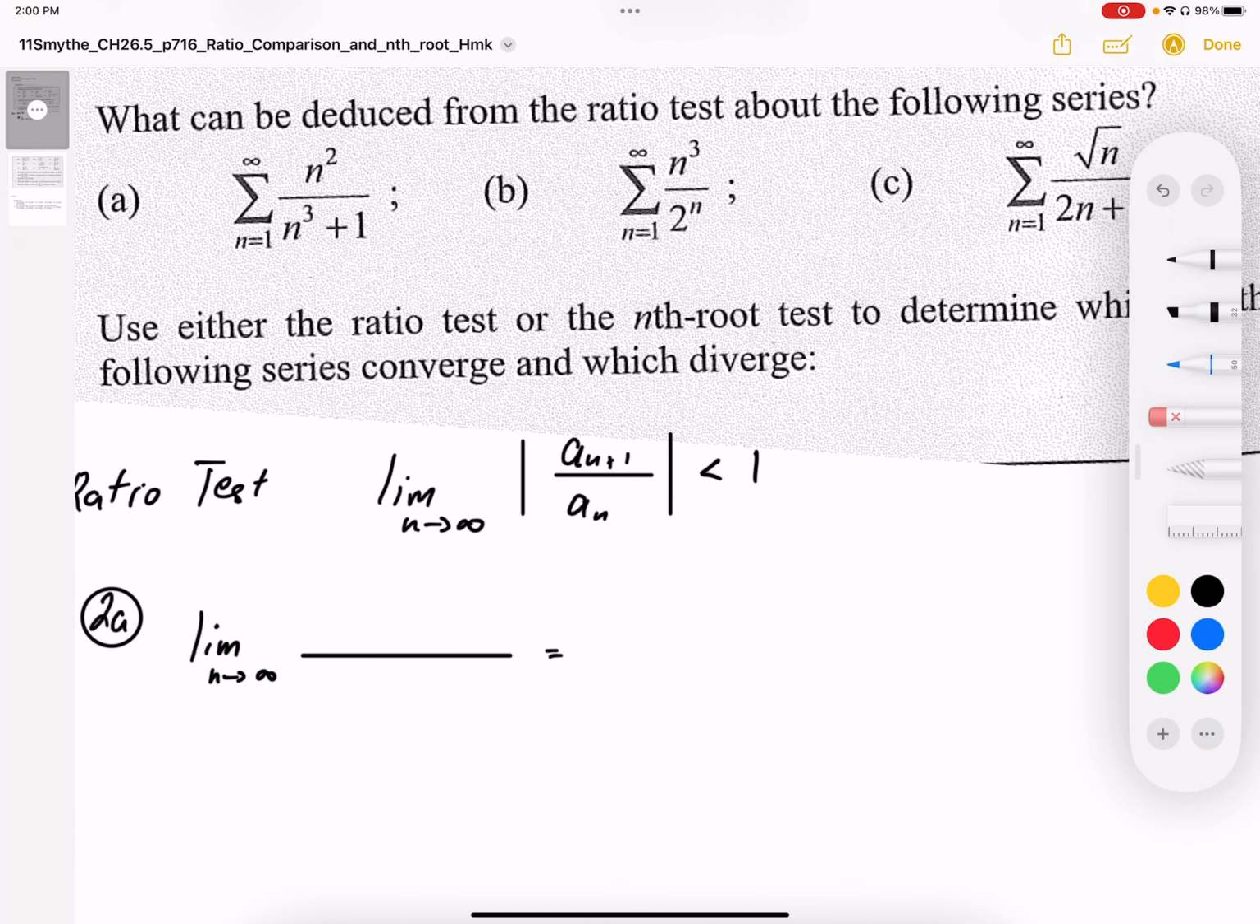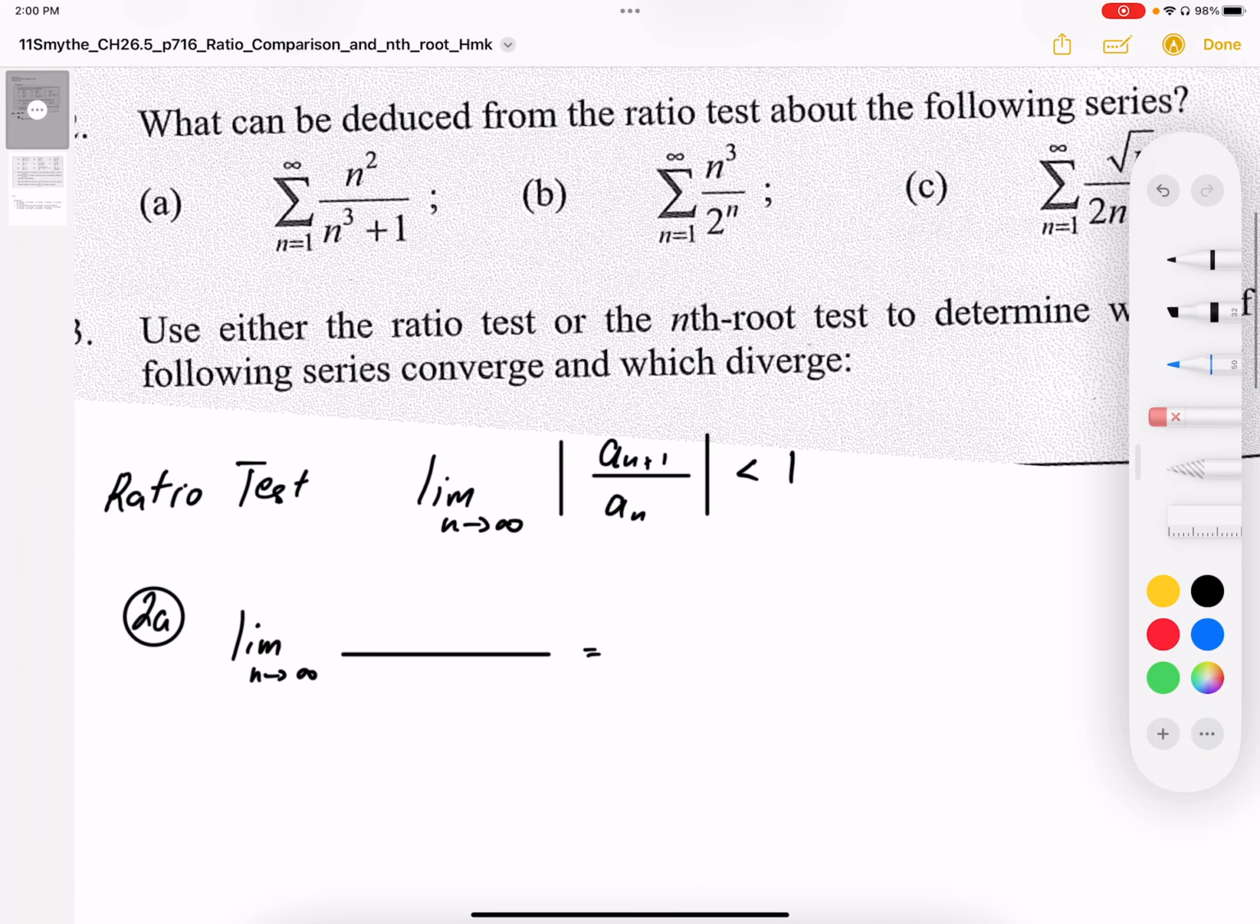Question number 2 says, what can be deduced from the ratio test about the following series? So we're taking a look at 2a, n squared over n cubed plus 1, and the sum of that series. So we're going to apply the ratio test. So I've written the ratio test here.